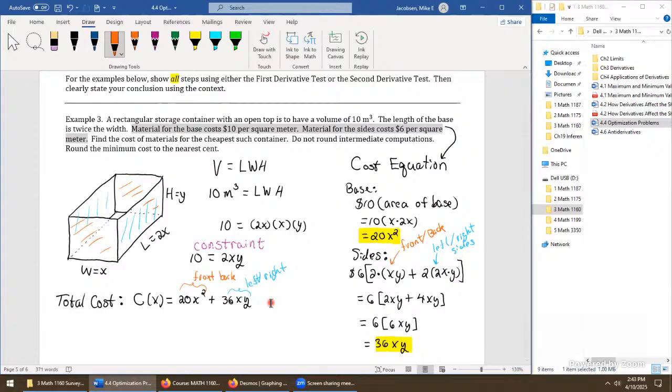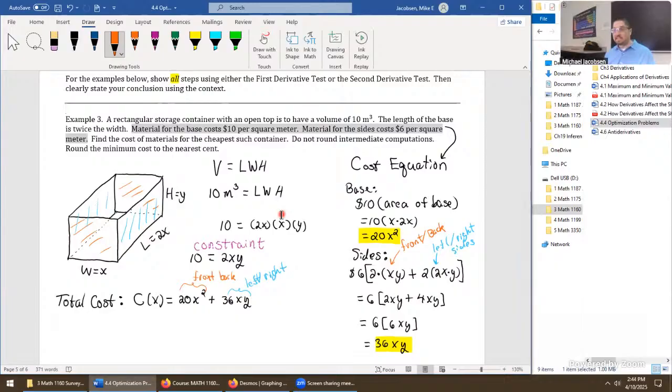I do have a question. For going from the very first, figuring out the constraint, the equation prior was 10 equals 2x times x. So how come for a constraint, we don't combine the exponents for the 2x to equal 2x squared for the constraint? Yeah, that was my mistake on there.